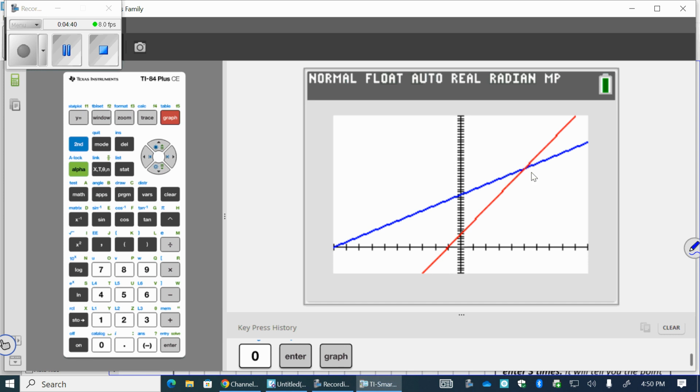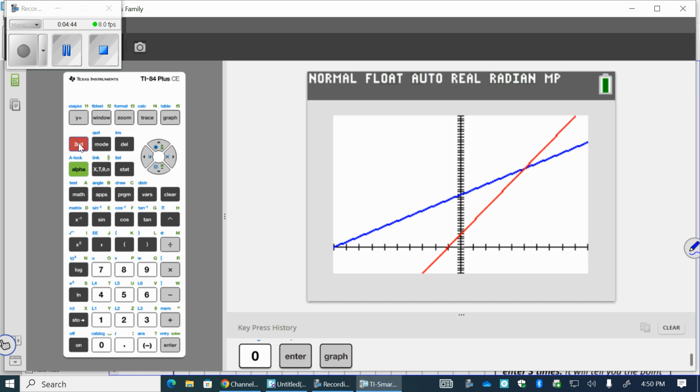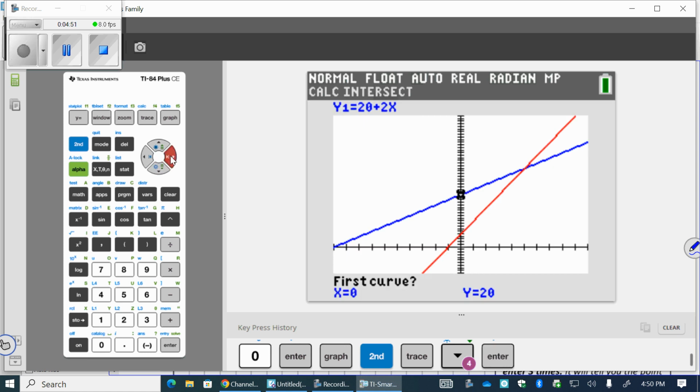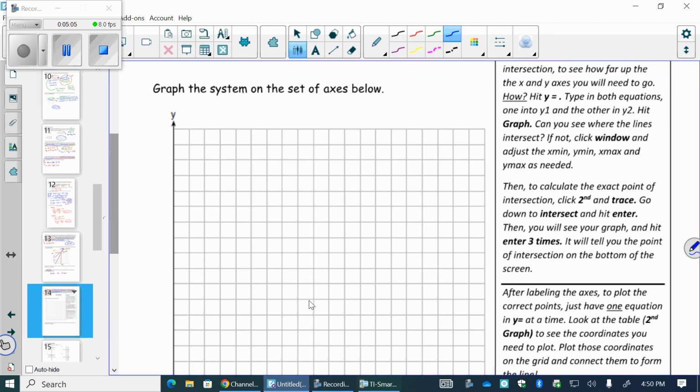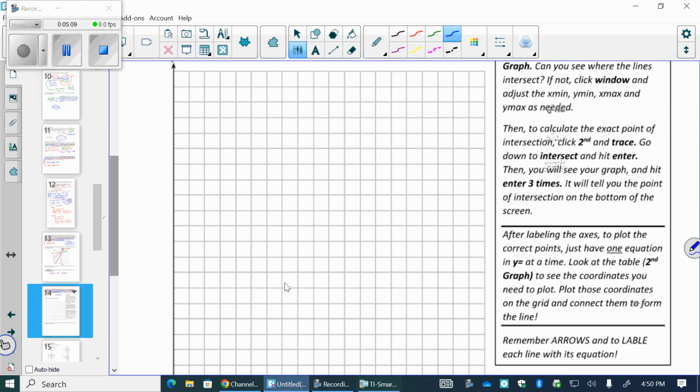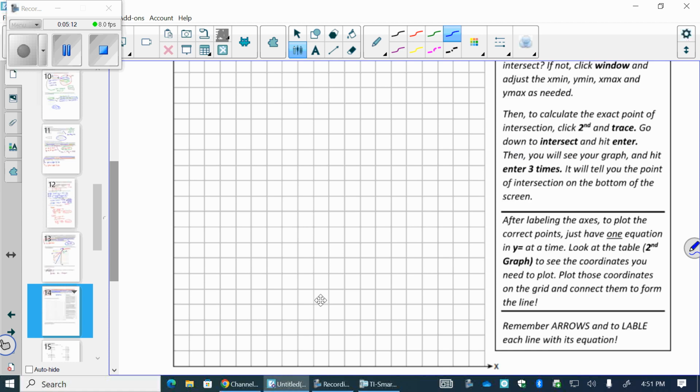I can't really tell what this Y value is. So you can do this. You can do second, calculate, go to number 5, intersect, and then just move the right arrow until you're really close to the point of intersection. That's all you got to do. Just hit enter, enter, enter, and you get the answer, 5, 30. So that's where these graphs intersect. So you'd want to graph them as best you can on here and show 5, 30 as the intersection.